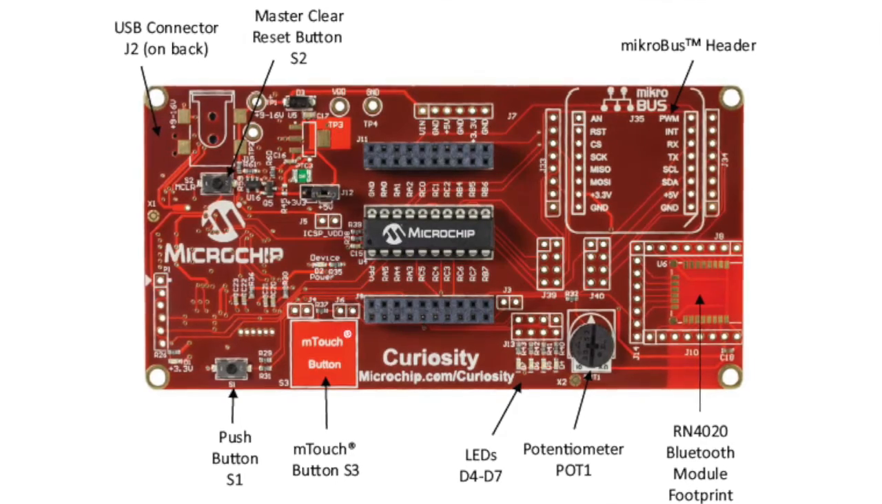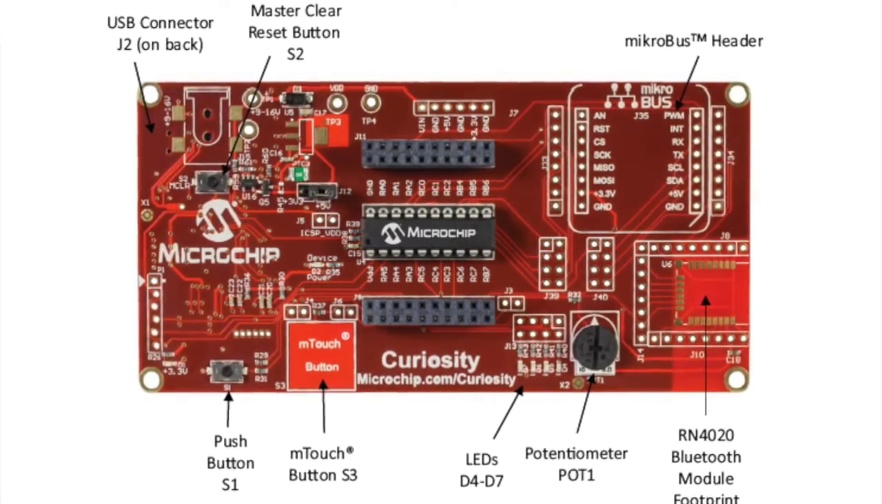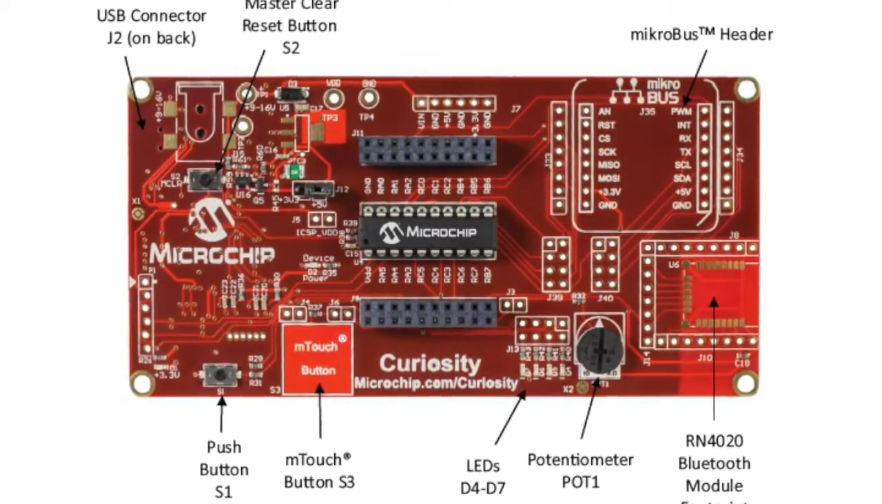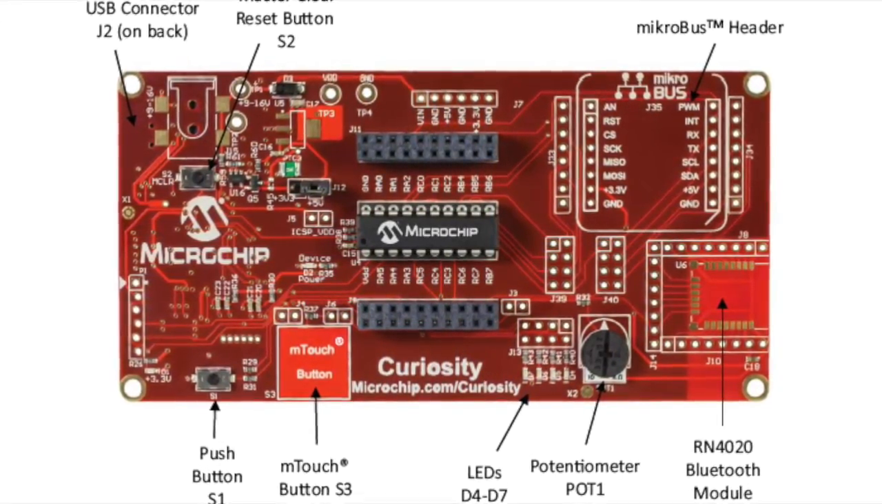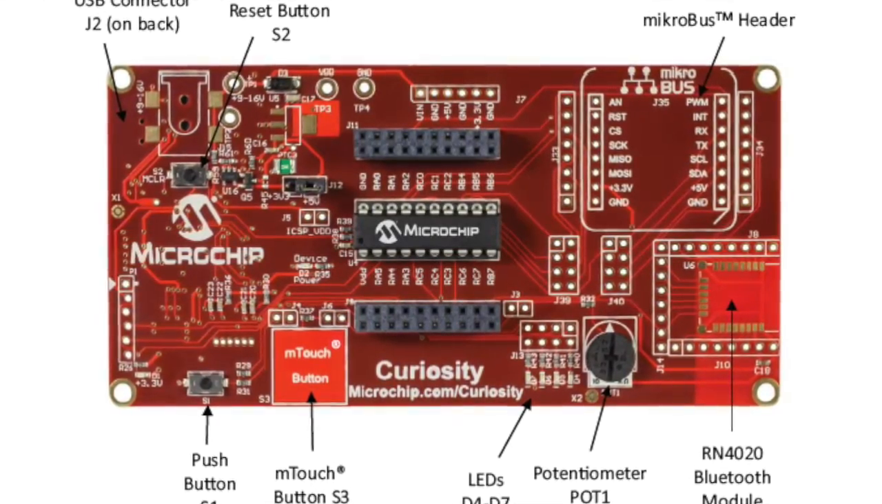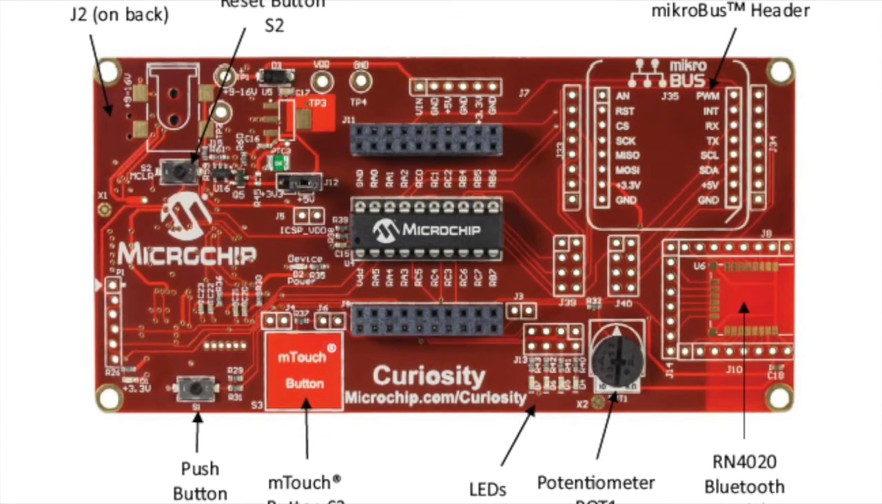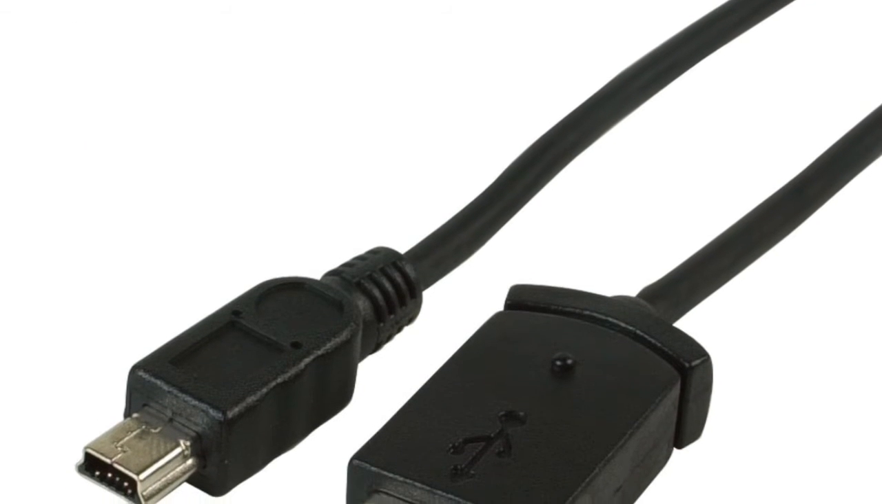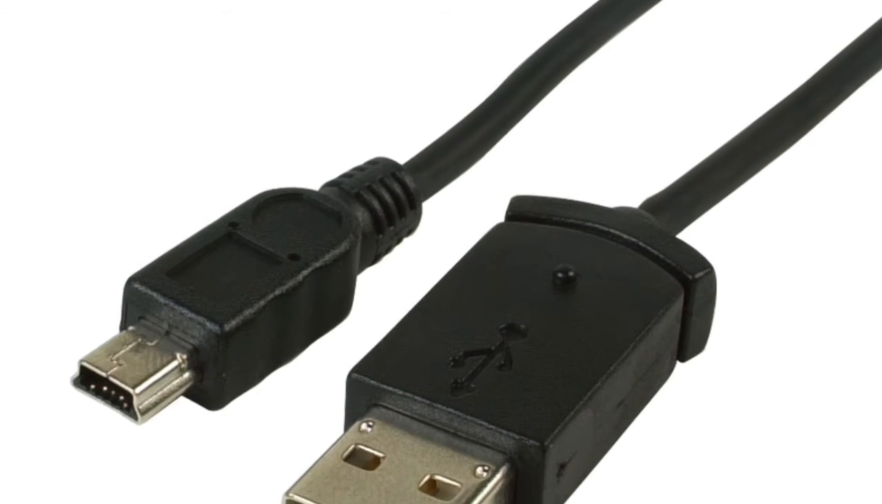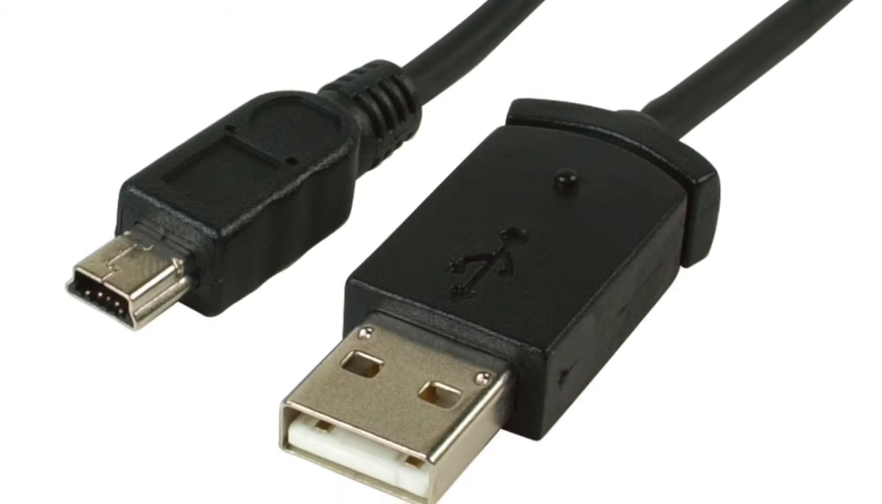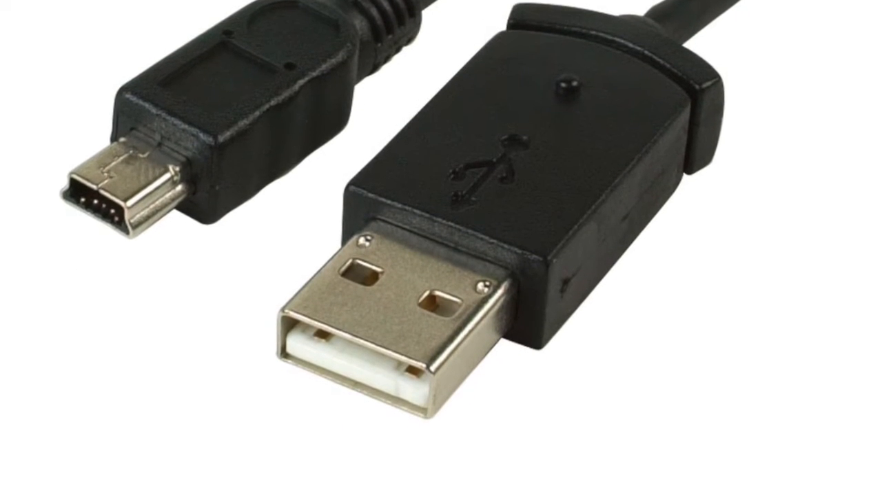So, let's get started. What we're going to need for this project is a Microchip Curiosity Development Board that comes stock with the PIC16F1619 8-bit microcontroller. These are available from distributors like DigiKey for about $20 plus shipping and handling. We'll also need a USB 2.0 mini cable. If you're a hoarder, you might have one of these in your desk, or you can get one from Radio Shack for less than $5.